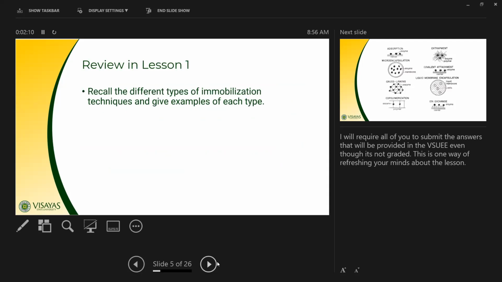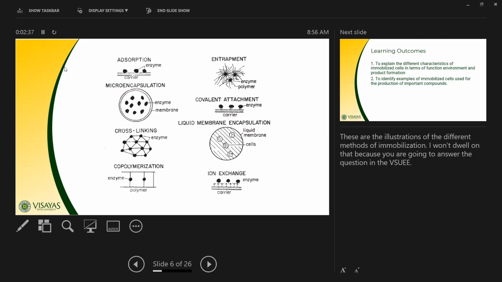For the review of lesson 1, you have to recall the different types of immobilization techniques and give examples of each type. I will require all of you to submit the answers that will be provided in the BSUEE, even though it's not graded, because this is one way of refreshing your minds about the lesson, and how it works, the mechanism of it. This is the diagram or illustration of the different methods of immobilization.